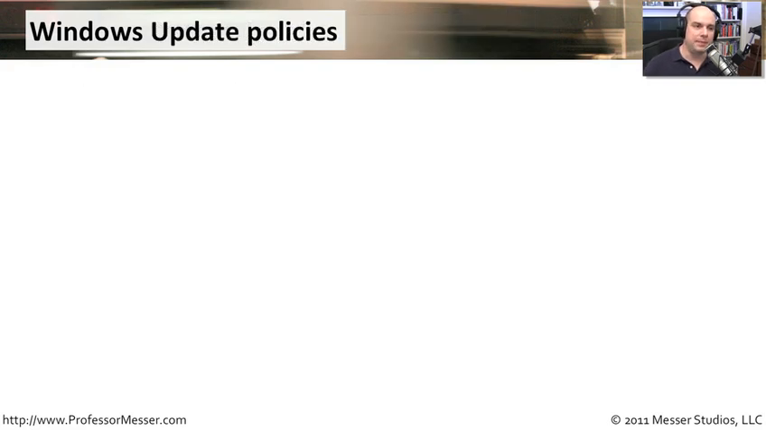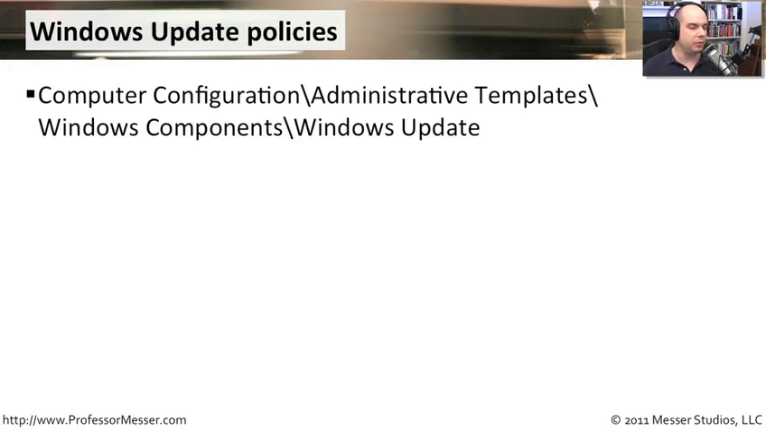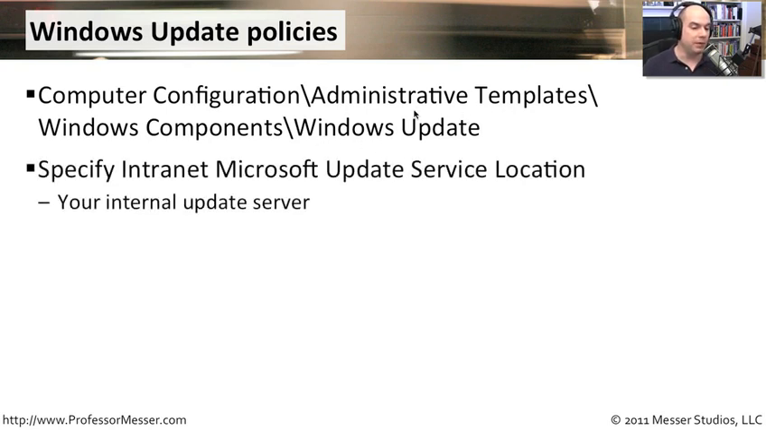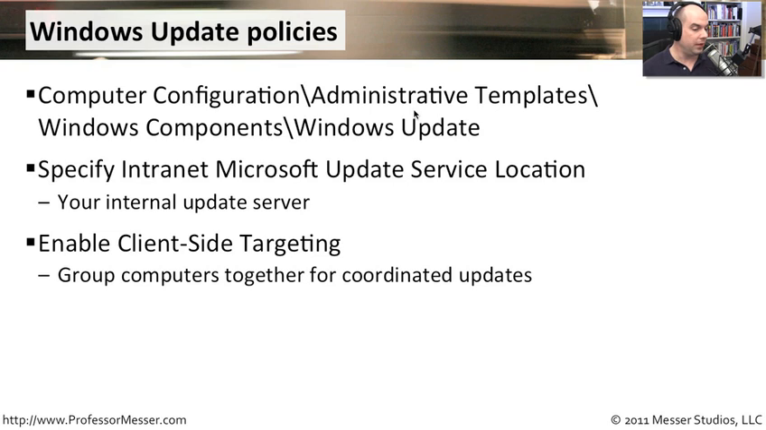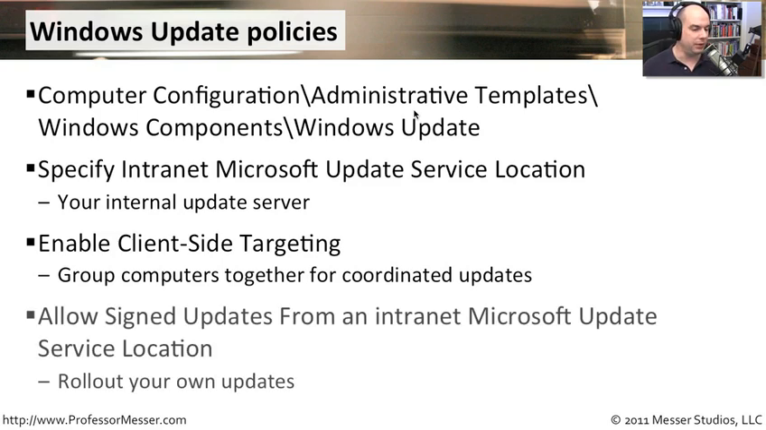To administer these update policies, we of course do it through our group policy updates under Computer Configuration, Administrative Templates, Windows Components. There's an option there for Windows Update. And you'll specify in there where your Microsoft Update service location is, point it to the proper server that's inside of your network. You also want to enable client-side targeting. You can group those computers together so that you can target just the marketing department, just the engineering department, so you can roll out and coordinate those updates however you'd like to do it.